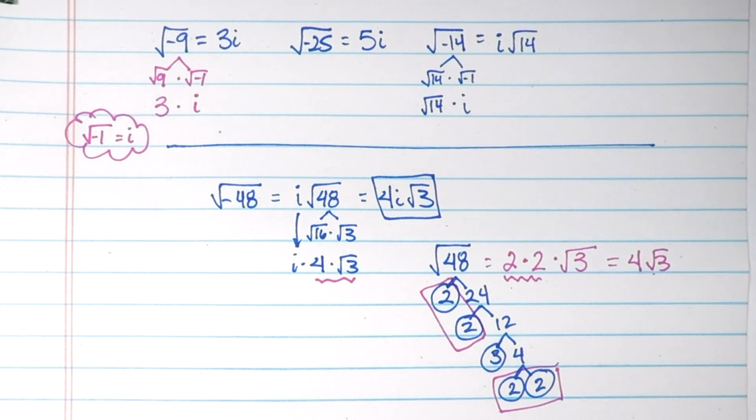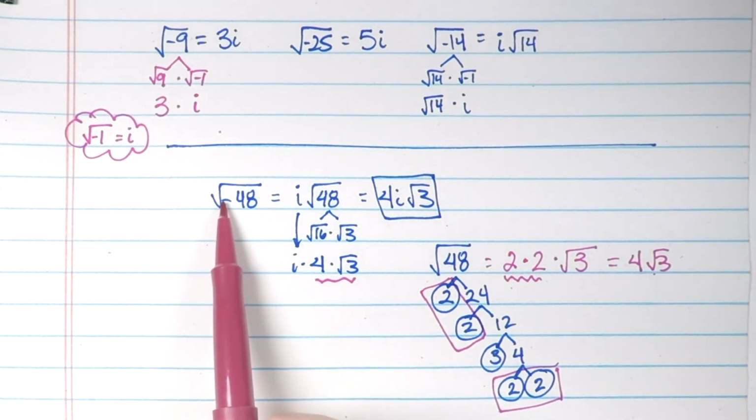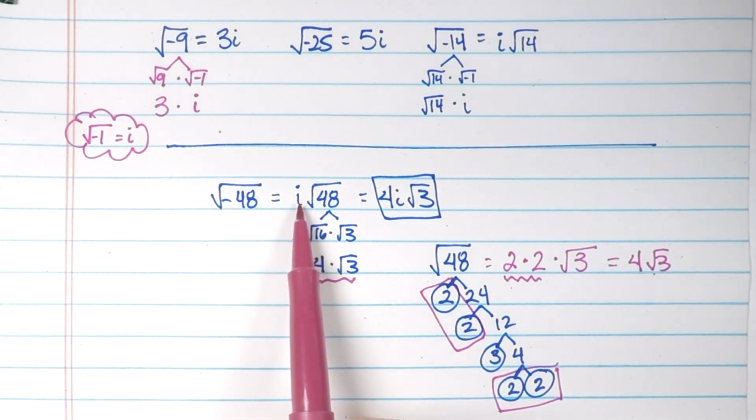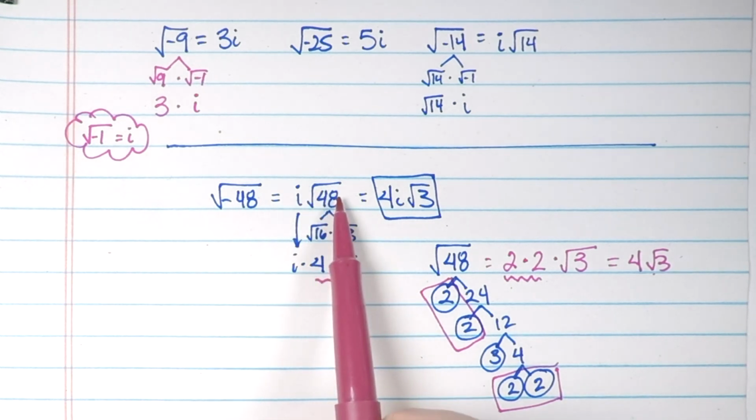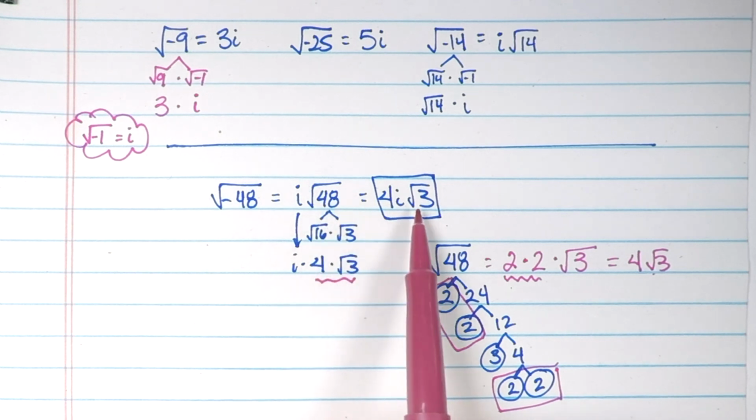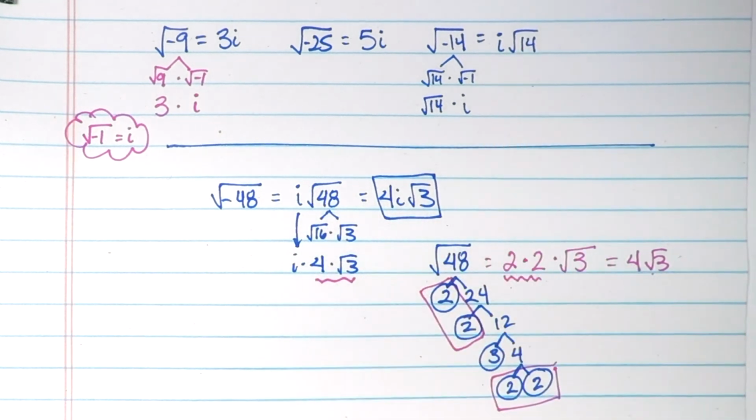Okay, so the main thing you need to remember about simplifying square roots of negative numbers is you're going to take this negative out of the radical, replace it with the i out front, so now you have square root of a positive number. And then if this radical can be reduced, reduce it. If it can't, then you just leave it as is.